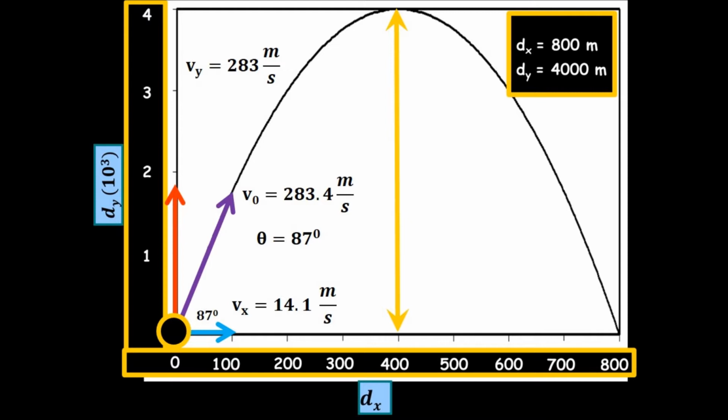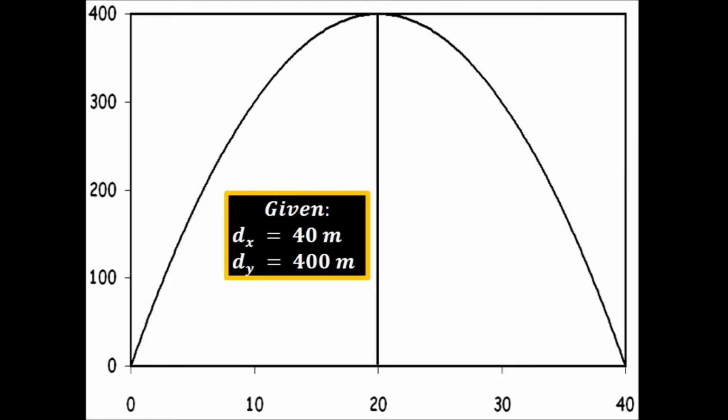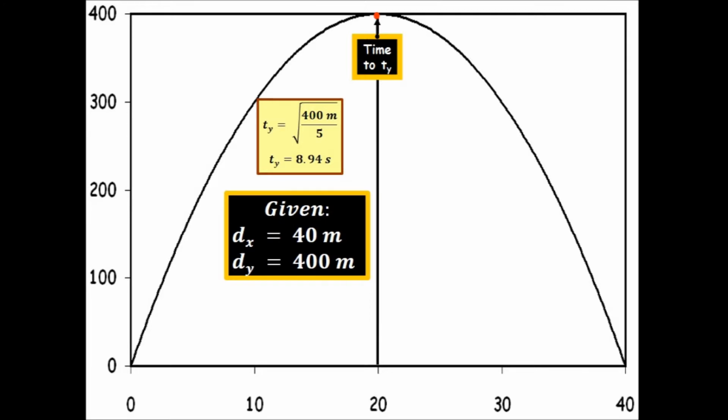Be right back. Okay, the next problem is going to be dx is 40 meters and dy is 400 meters. Now, we sort of, in a way, have to work backwards to find what V naught is and the angle. Well, the first thing we want to do is find Ty, which is 8.94 seconds. Vy, therefore, would be 89.4, and then we proceed from that point.